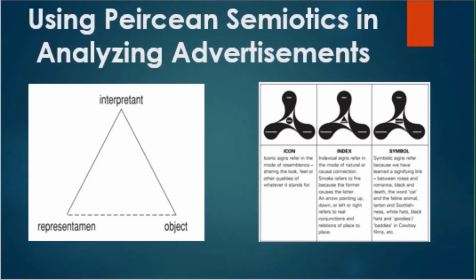Let us now proceed to the discussion of how the Peircean semiotics can be used in analyzing advertisements. According to Danesi and Bisley, the semiotic notions developed by Charles Sanders Peirce are especially useful in the semiotic analysis of advertising. Analysts using Peircean semiotics focus on applying his triadic model of the sign and his typology of the sign, namely the icon, the index, and the symbol.